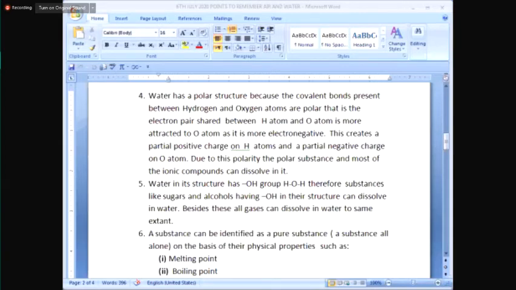Now, if you look at the second point, that is, water dissolves substances in it because of its structural similarity with the other substances which are solutes. And the reason I gave you is the OH group present in water. If you read the structure of water, it's HOH. So an OH group is present in water.